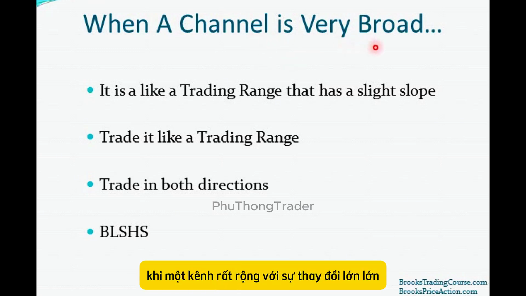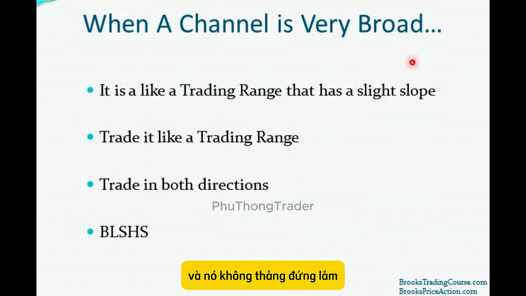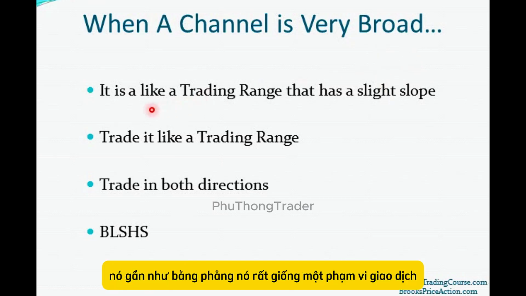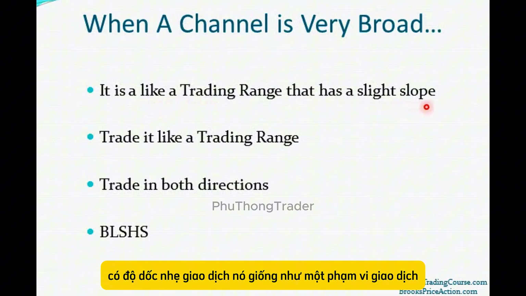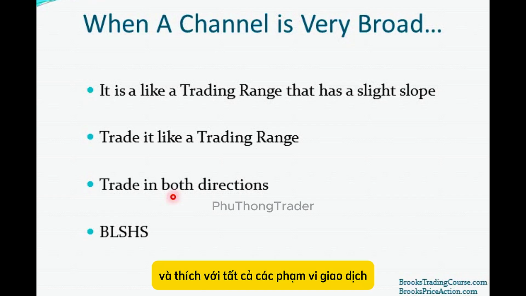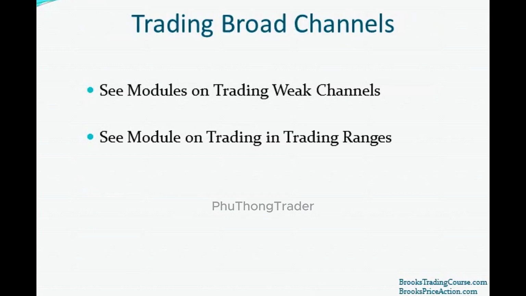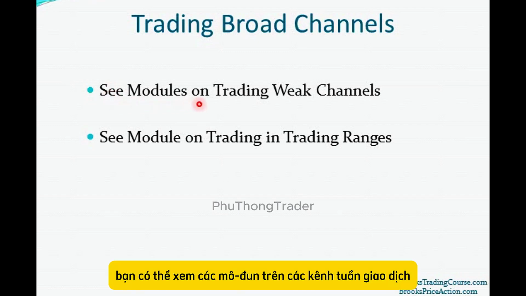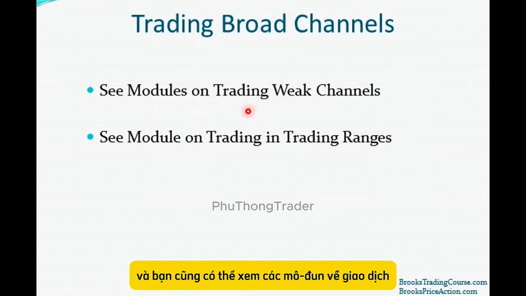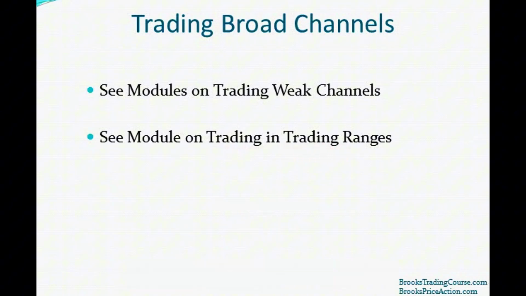On the other hand, when a channel is very broad with big swings and it's not very vertical, it's almost flat, it's very much like a trading range that has a slight slope. Trade it like a trading range. Take trades in both directions, and like with all trading ranges, buy low, sell high, and scalp. For trading broad channels, you can see the modules on trading weak channels, and you can also see the modules on trading within trading ranges.